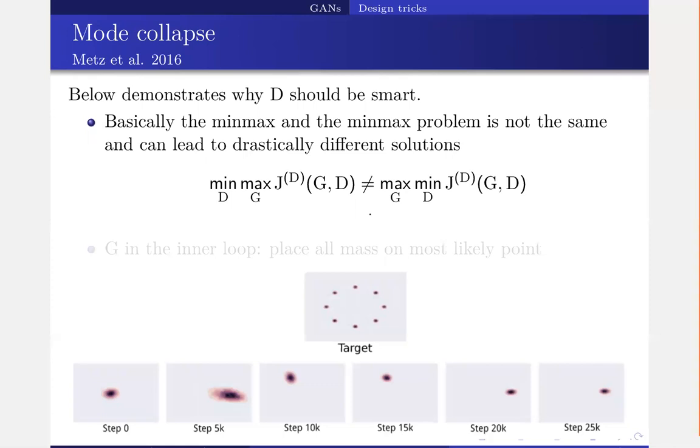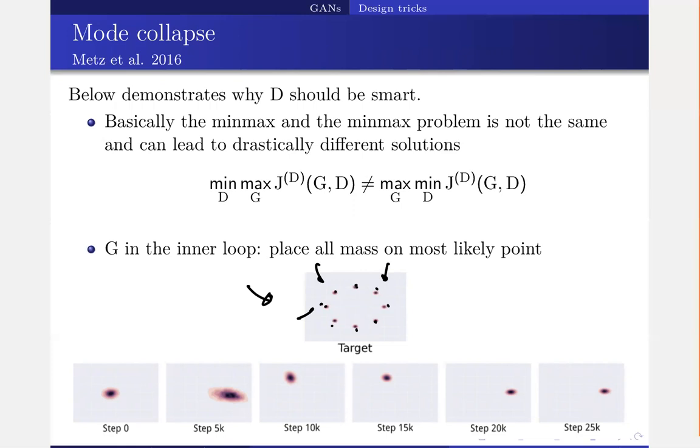That's exactly the situation here. If we put the generator in the inner loop, there's a situation like this toy example, where we are trying to learn this distribution. We want to generate data points from here. This is the distribution of the data points, just two-dimensional data points. The training set will be like, sometimes I have a point here, sometimes here, and so on. Now, if I put the generator in the inner loop, you will end up with a training result like this. After 25K steps, you just get into one mode.